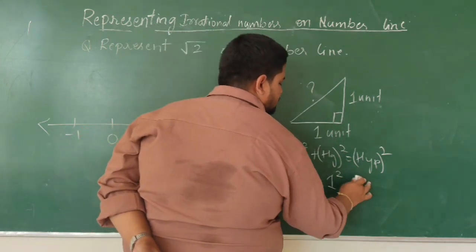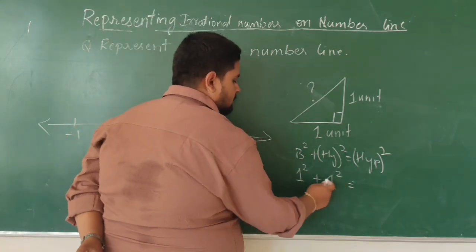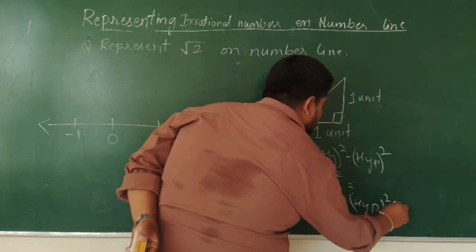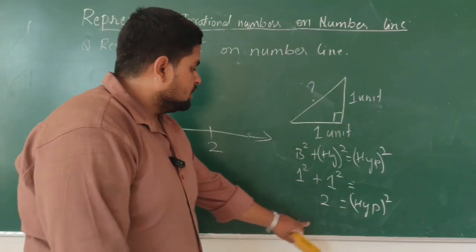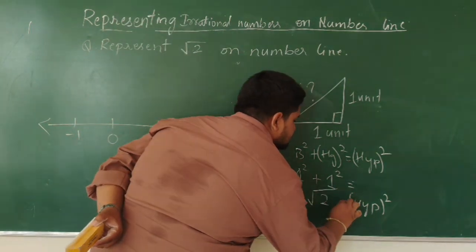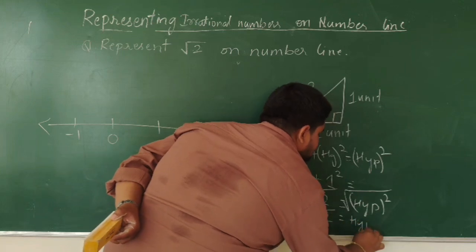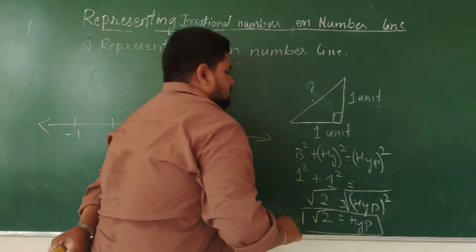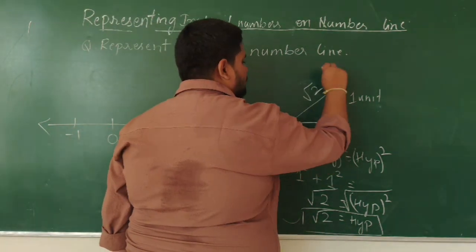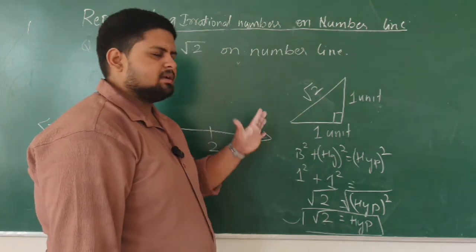Hypotenuse, what is the hypotenuse? We don't know, we'll keep it as it is. Okay, now 1 square is 1, 1 square is 1, 1 plus 1 is 2, 2 is equal to hypotenuse square. So if hypotenuse square is 2, what is the value of hypotenuse? If I do square root on both sides, I will get square root of 2 is equal to hypotenuse. Are you able to understand? So the length of the hypotenuse will be square root of 2 units. But this is not on the number line, so we'll represent it.